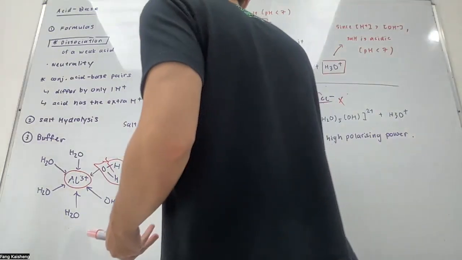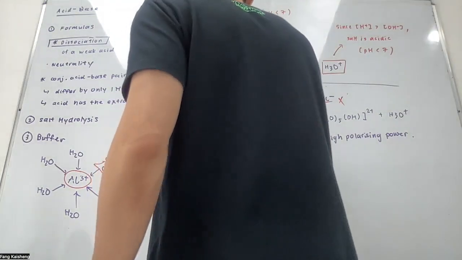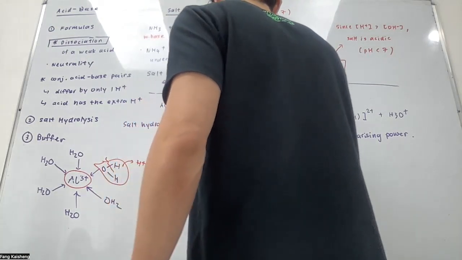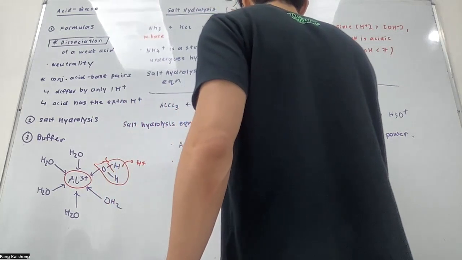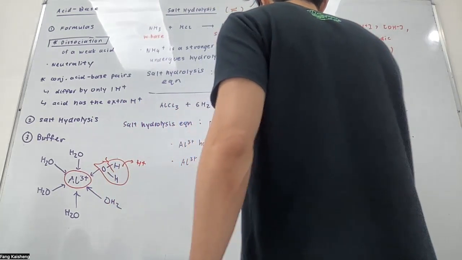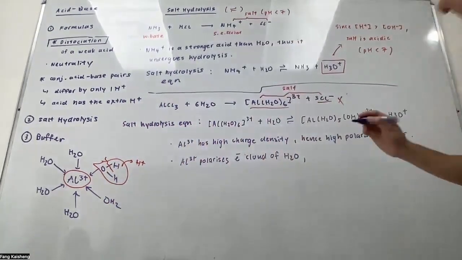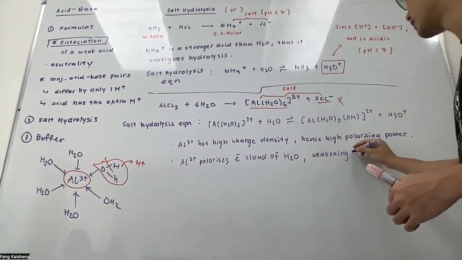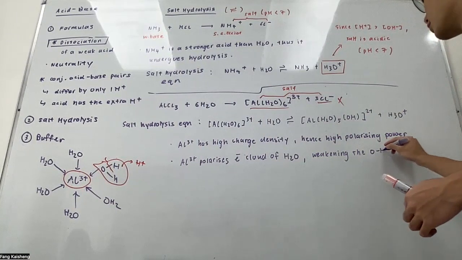Okay, always ask yourself what's the next step. We just talked about polarizing. You must tell the examiner what you polarize. Polarizes the electron cloud of water, which will weaken the covalent bonds, the OH bonds to be particular.